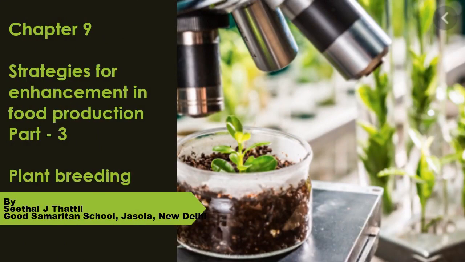We are dealing with chapter 9, that is strategies for enhancement in food production, and this is part 3. We have finished with part 1 and part 2, where we dealt with animal breeding. Today we are going to deal with plant breeding techniques. You should know the need for plant breeding and why a country like India needs to place more stress on plant breeding techniques. In this class, we are going to deal with the different steps we have to go through while doing the process of plant breeding.